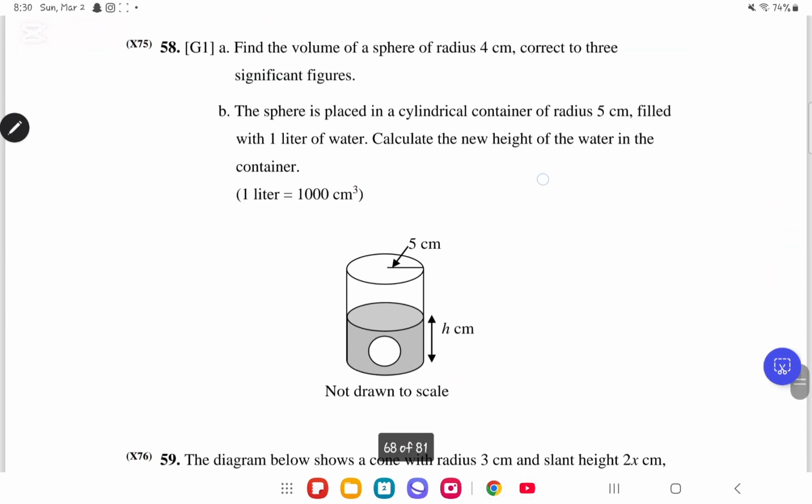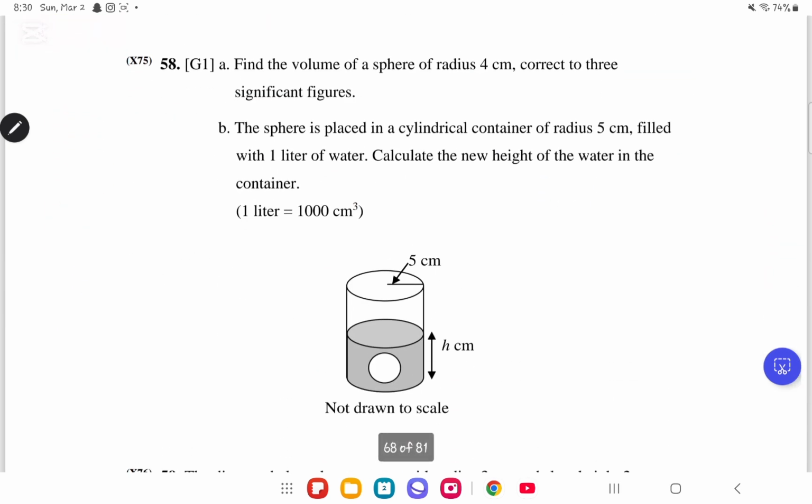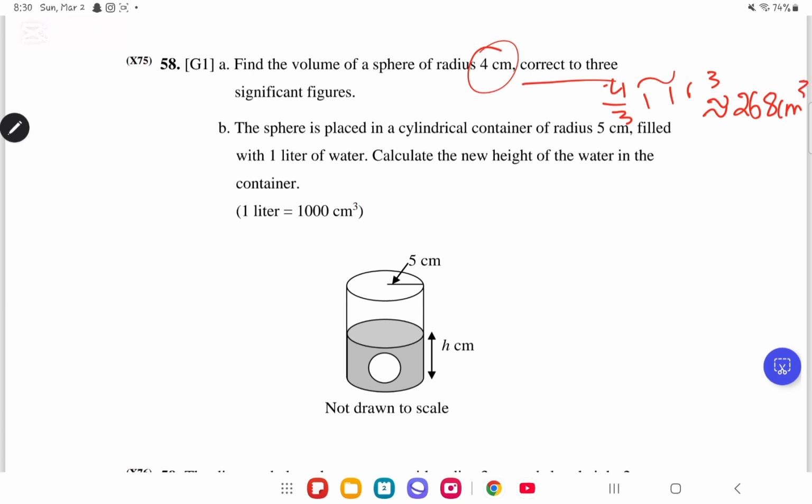58, here we go. They told us, find the volume of a sphere of radius 4 centimeters correct to 3 significant figures. The sphere is placed in a cylindrical container of radius 5 centimeters. Okay, first of all, let's do part A. The volume of a sphere of radius 4 centimeters. You know that the volume of a sphere is 4 over 3 pi r to the power of 3. So it is 4 over 3 times pi times 4 to the power of 3. Correct to 3 significant figures, it's approximately 268 centimeters cubed. This is the volume.